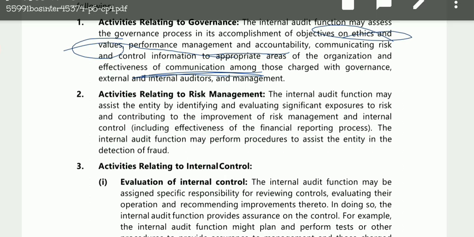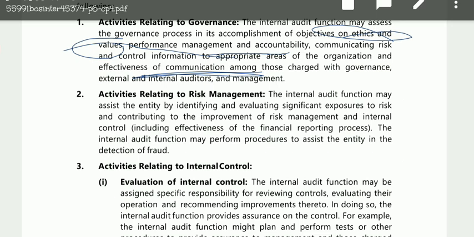Now if the internal auditor wants to check what the situation of risk management in the company is, the internal audit function may assist the entity by identifying and evaluating significant exposures to risk and contributing to the improvement of risk management and internal control. So what will the internal auditor do? By identifying and evaluating significant exposures to risk, he may find areas where there can be more risk or less risk. And contributing to the improvement of risk management and internal control.